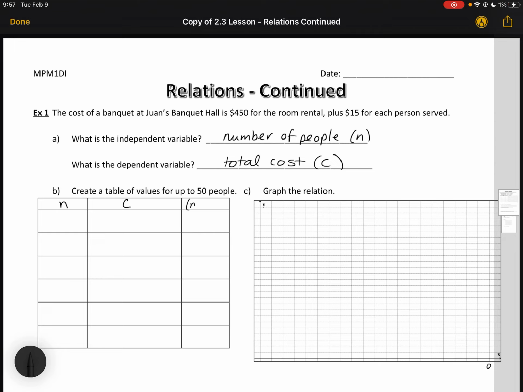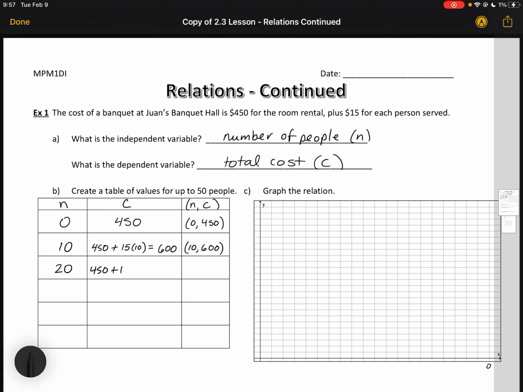So let's use n and C, and then we'll write our point on the graph. For 0 people, our total cost is going to be $450, just the room rental. So that means that our point on the grid is going to be 0, 450. For 10 people, now we've got $450 plus $15 times 10 people, which is going to equal 600. So then my point on the grid would be 10, 600.